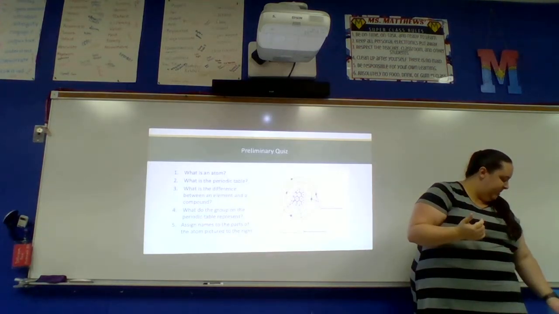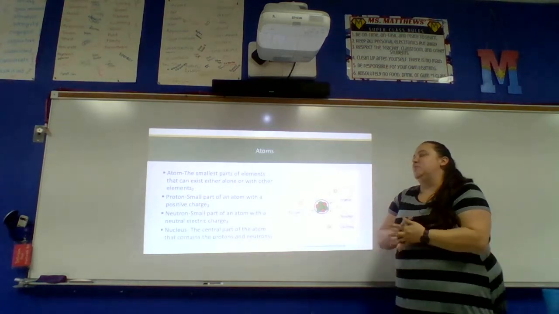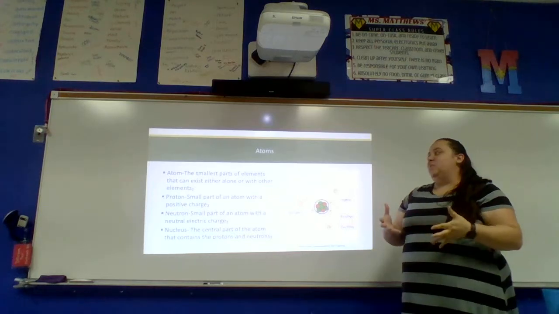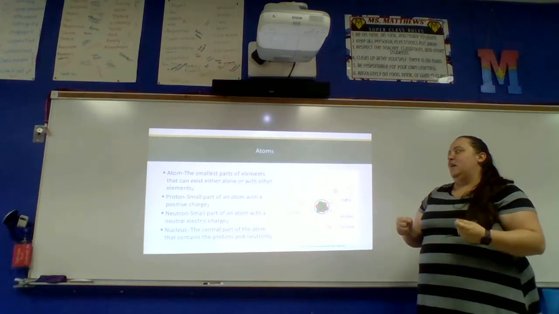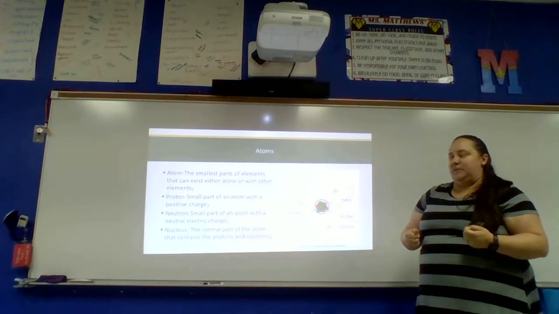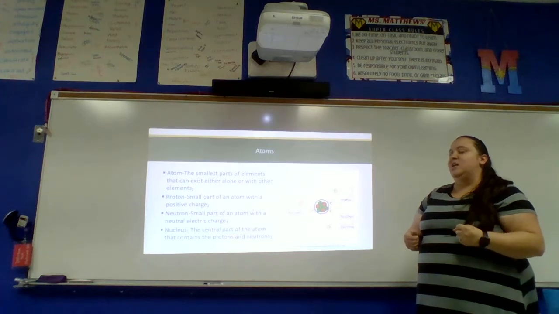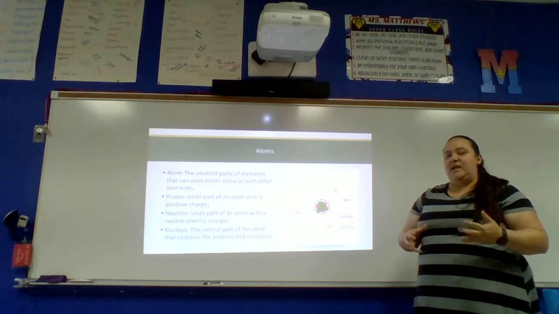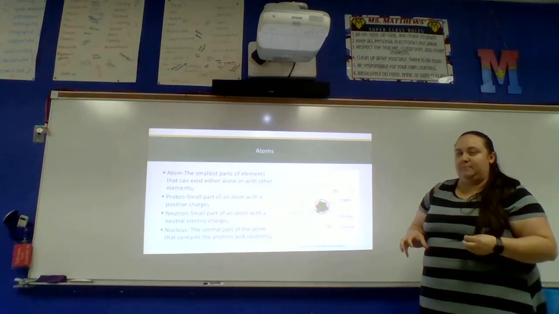Now that you've finished your quiz, we're going to get started on our lesson. We're going to start by talking about atoms. Atoms are the smallest parts of elements that can exist alone or with other elements. They contain 3 different subatomic particles. The first is a proton. It has a positive charge and it is located in the nucleus of the atom.